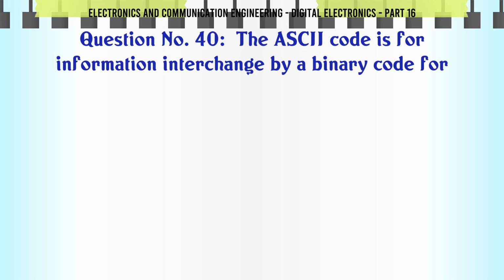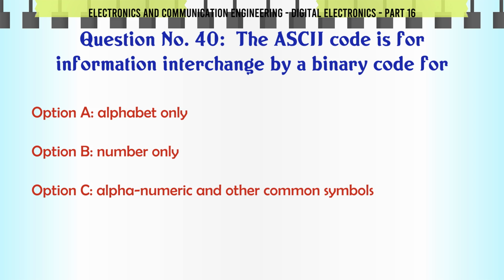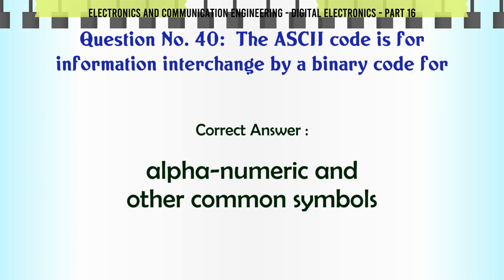The ASCII code, American Standard Code for Information Interchange, is a binary code for A. alphabet only, B. number only, C. alphanumeric and other common symbols, D. none of these. The correct answer is alphanumeric and other common symbols.